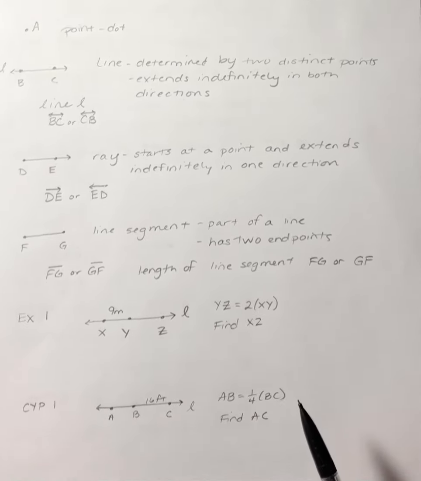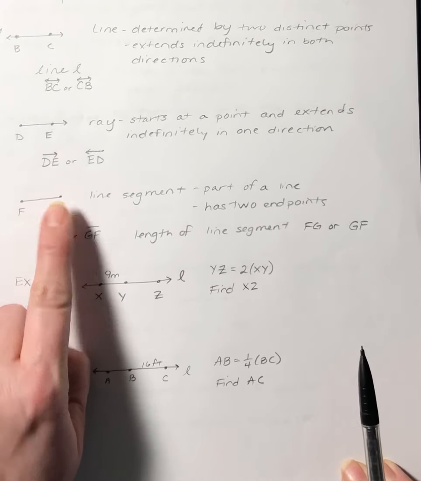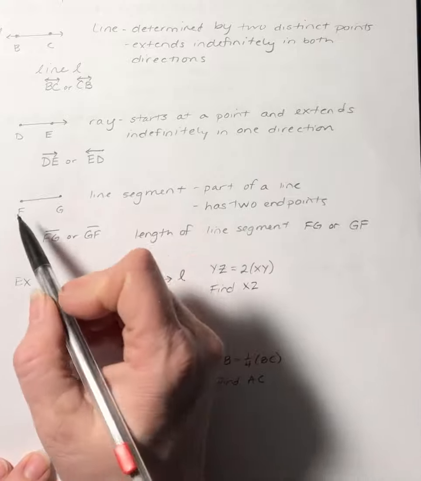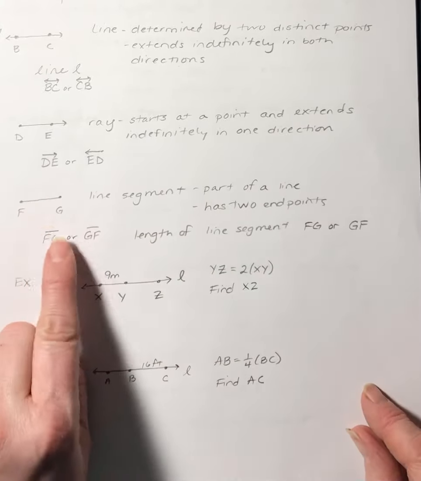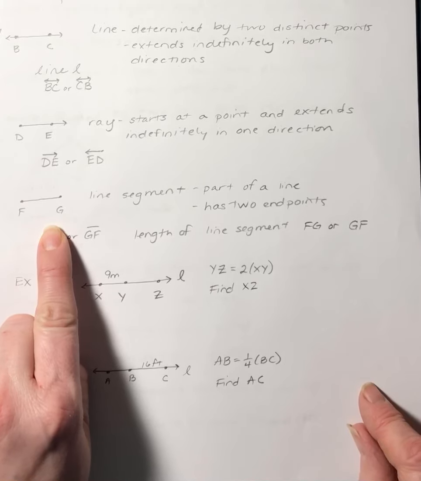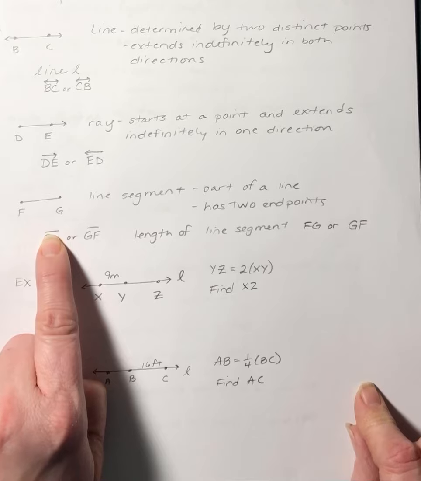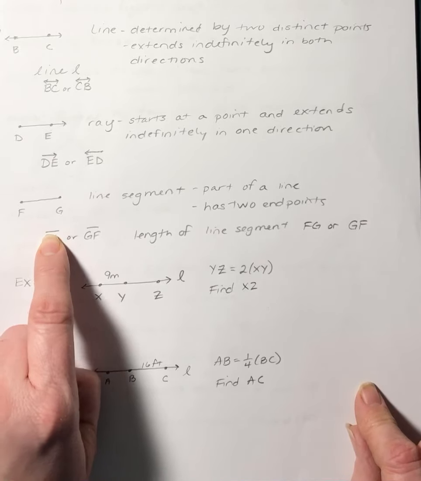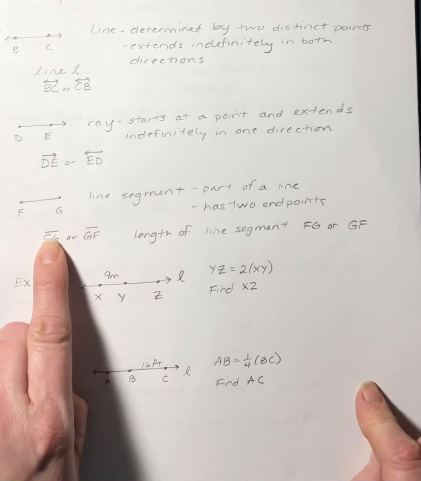A line segment is a piece of a line. So it stops. If I had the line extended, I can still have line segment FG. The way that I differentiate it is the way that it's named. A line segment does not have arrows above the top. So we had a line, we had a ray, and then a line segment.